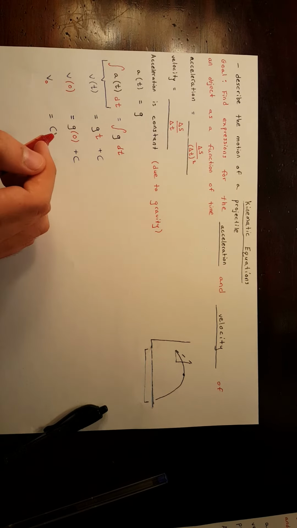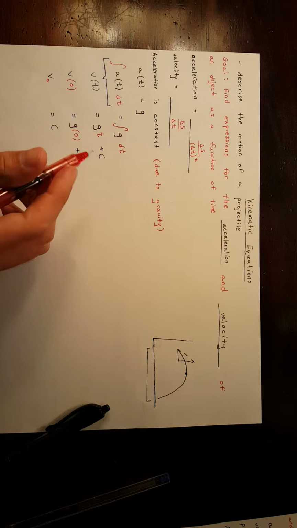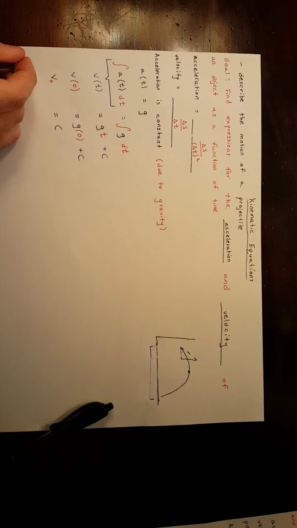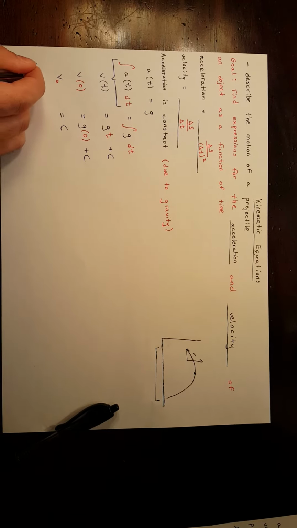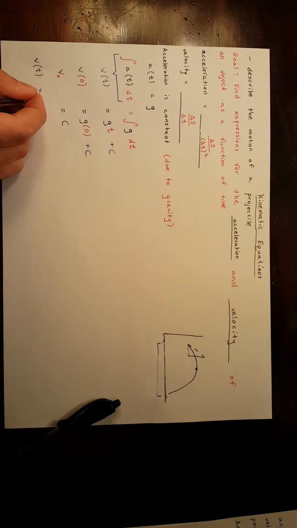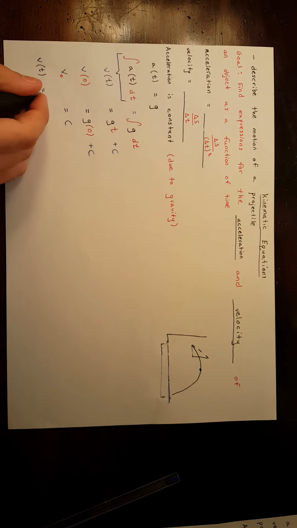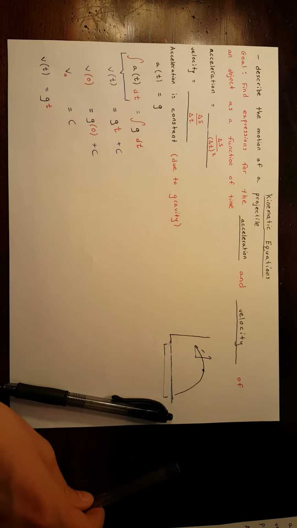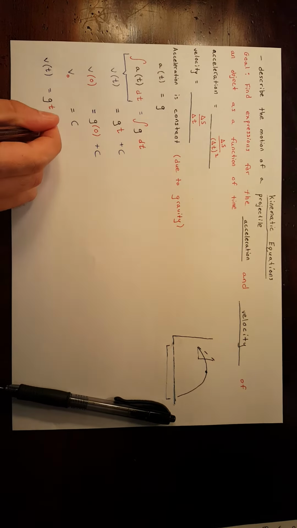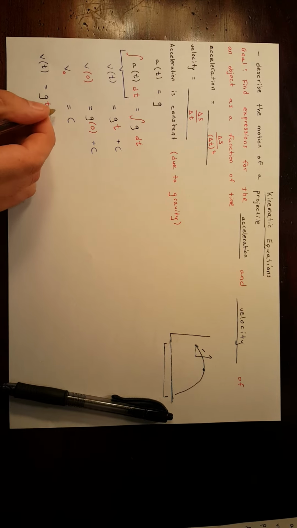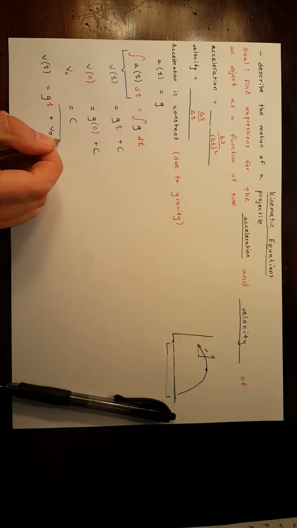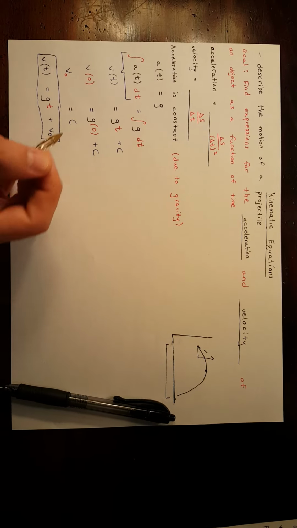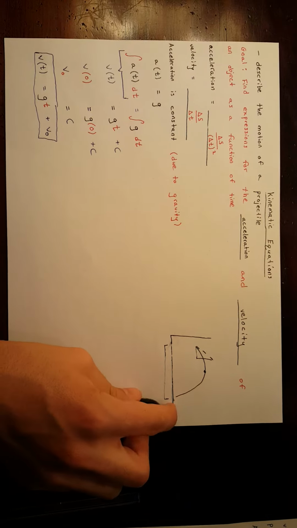Now we can plug this back into our original equation that we found. So we can say that v of t equals g t plus v naught. And now we have a way of describing the velocity of a thrown ball as a function of time. And in the next video, we'll learn how to find the position of a ball as a function of time.